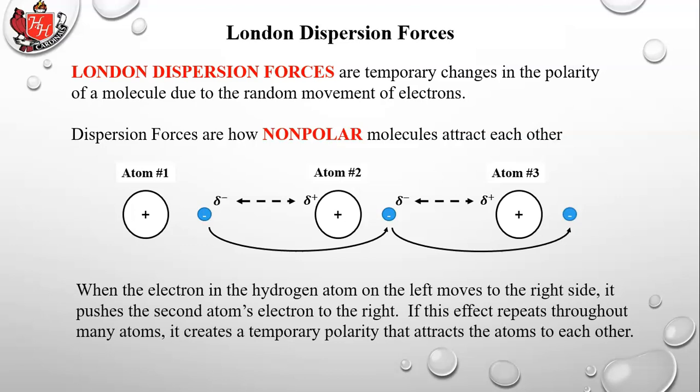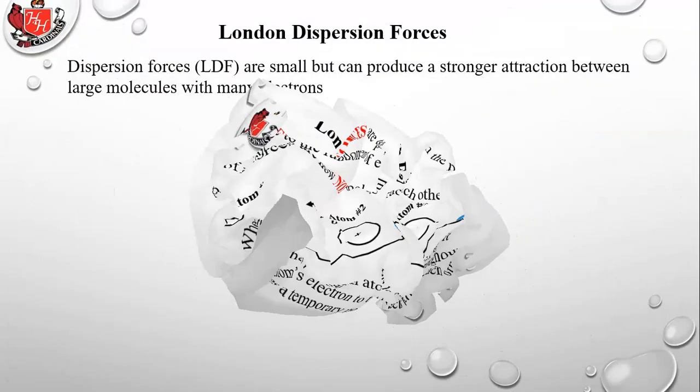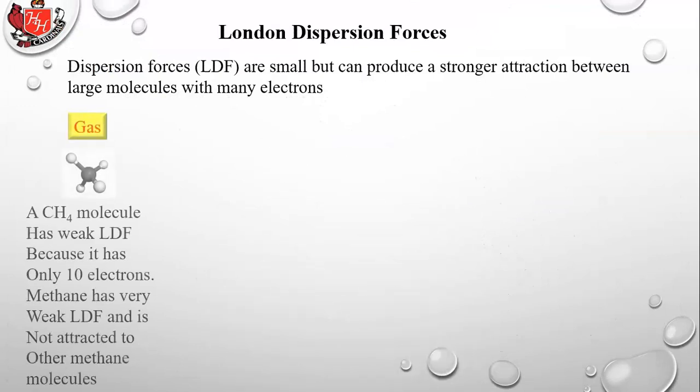So when the electron in the hydrogen atom on the left moves to the right side, it pushes the second atom's electron to the right. If this effect repeats throughout many atoms, it creates a temporary polarity that attracts the atoms to each other. London dispersion forces are small but can produce strong attraction between large molecules with many electrons.